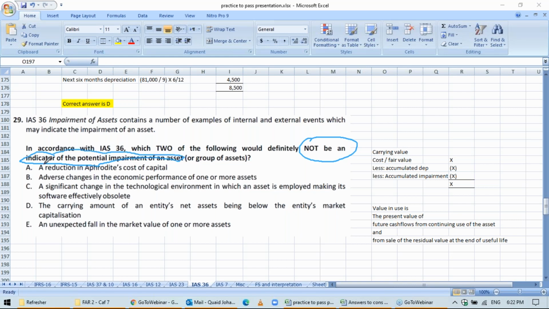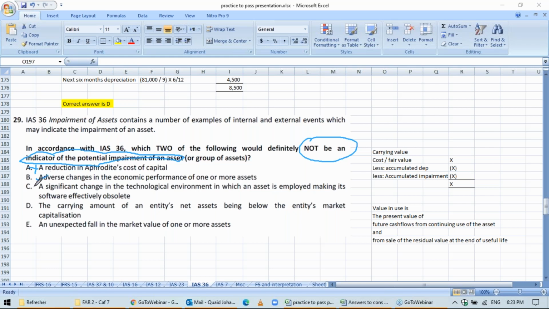So see, a reduction in Aphrodite's cost of capital is not an indication for impairment. Why? Because if the cost of capital declines or the interest rate declines, the present values will increase, right? And also if interest rates fall, the fair values of assets increase. So if the values increase, you will be able to recover the cost of the asset. So the impairment won't take place, right? Secondly, adverse changes in economic performance of assets means you won't be able to recover it.